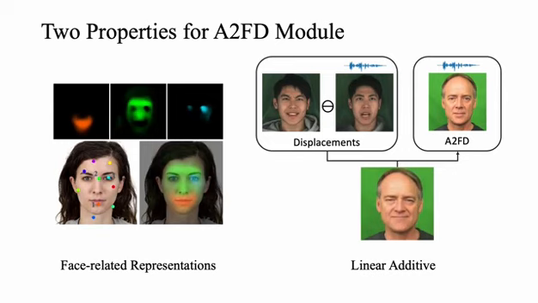We first calculate the displacements of the representations between an emotional video and its neutral results generated from the A2FD module, which is assumed to include emotion information. By adding the displacements onto the motion representations of an arbitrary person, we observe that the motion dynamics can be successfully transferred.